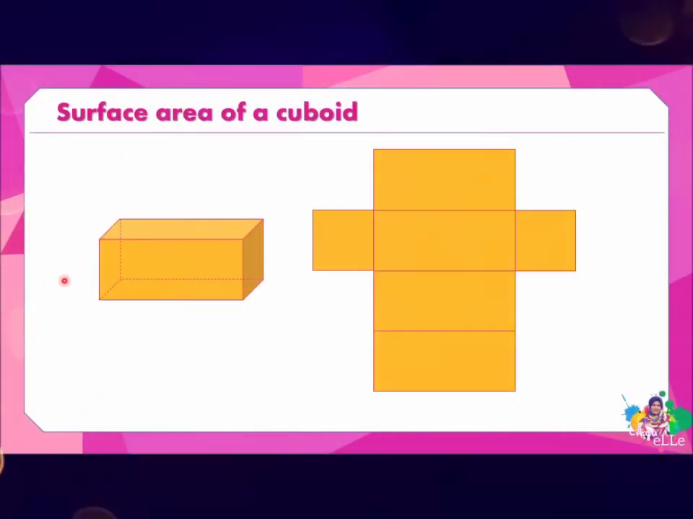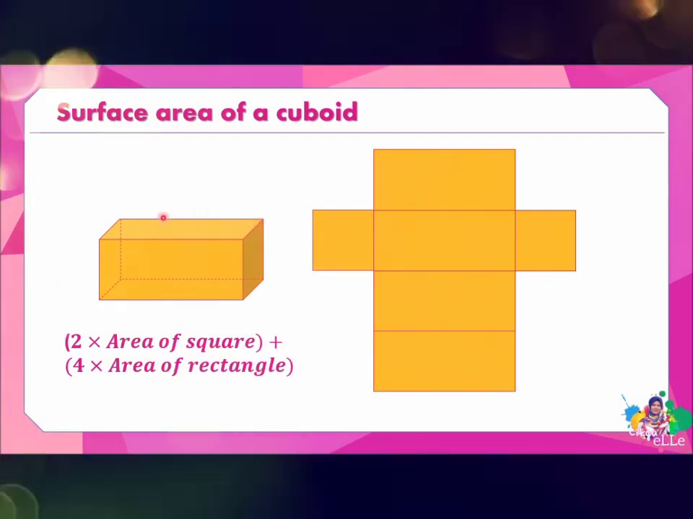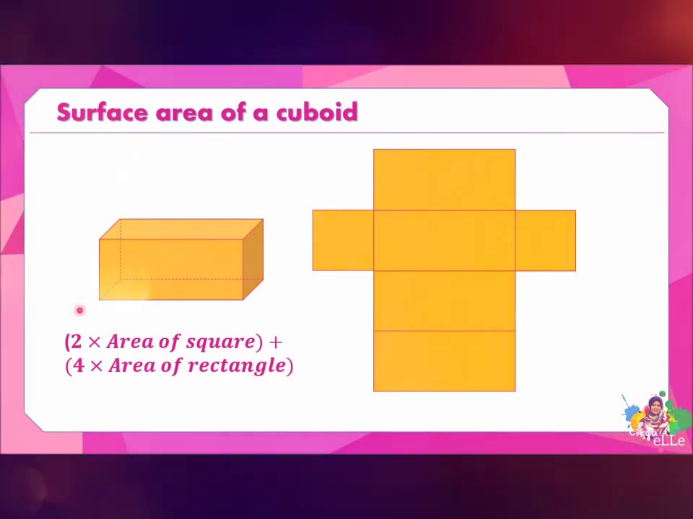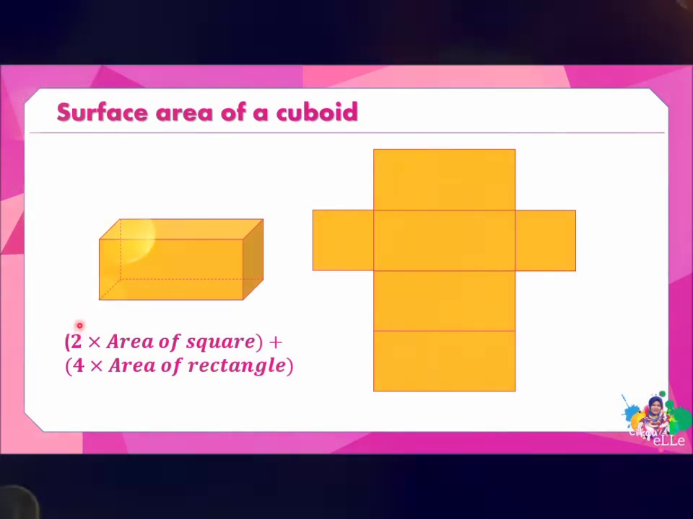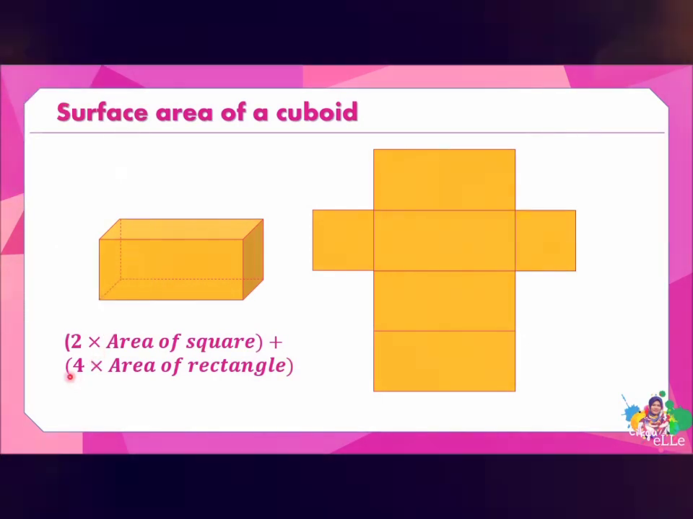Okay, next look at how to find the surface area of a cuboid. Let's say this one is the example that I gave you. It has these square faces. Okay, this side is a square face. So the surface area of this cuboid is 2 times the area of the square for this side and this side. Then you add the other rectangular faces.